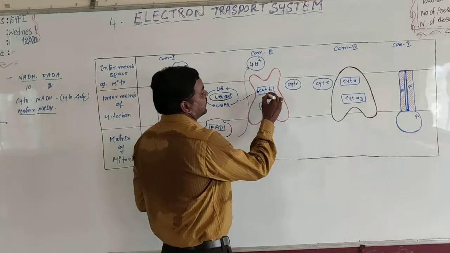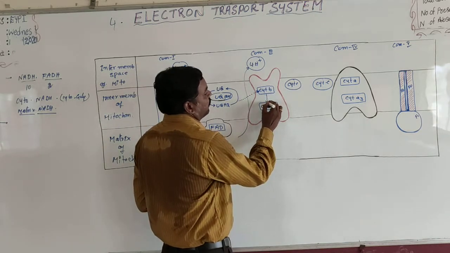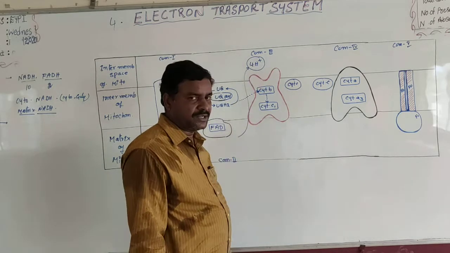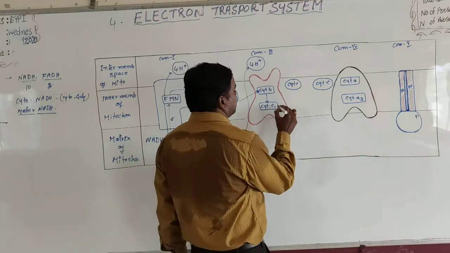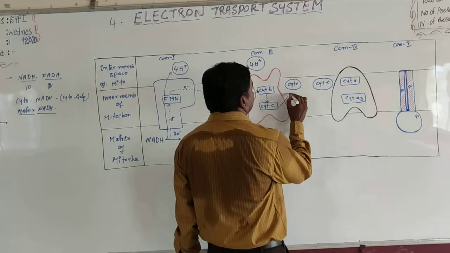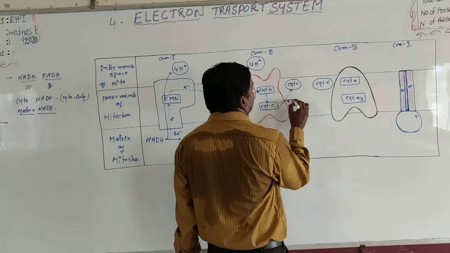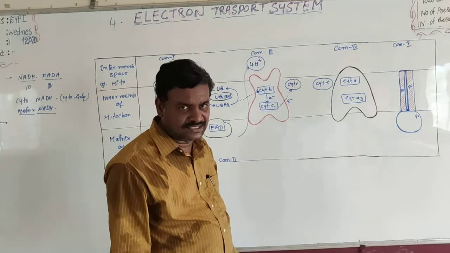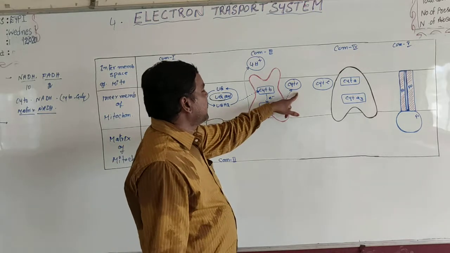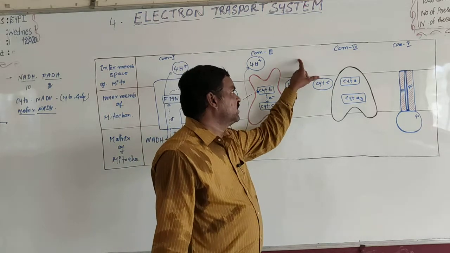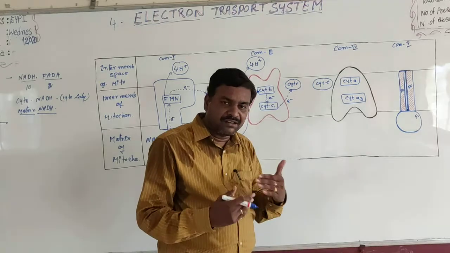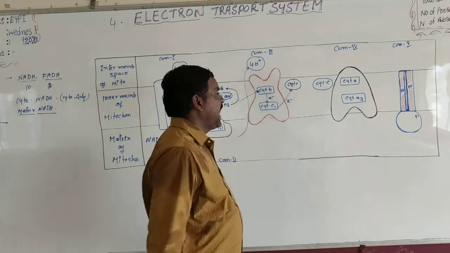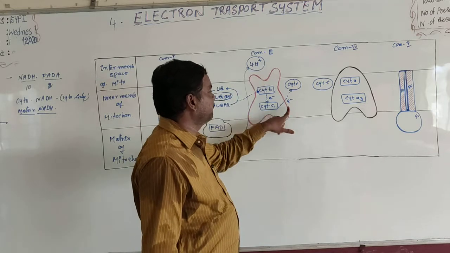Now these electrons are transferred to cytochrome C1 from cytochrome B present in the same complex. Now these electrons are transferred to a mobile carrier. This mobile carrier is called cytochrome C. Cytochrome C is present just near to the intermembrane space on the inner membrane of mitochondria. So this mobile carrier accepts the electrons from complex 3.